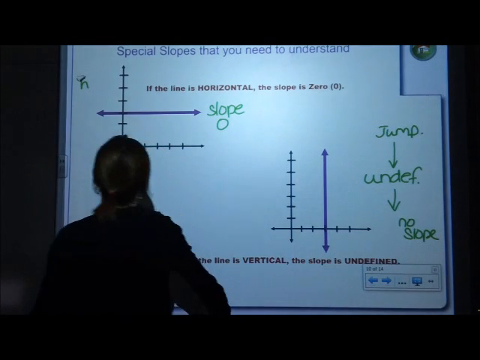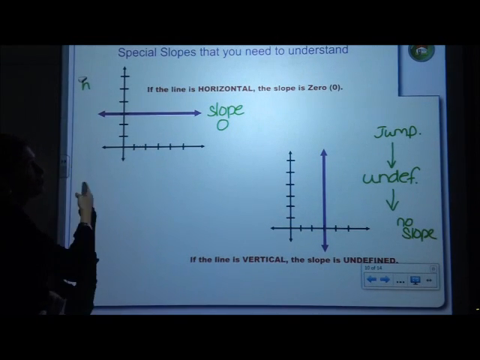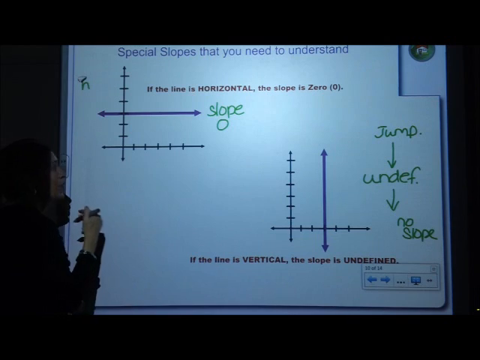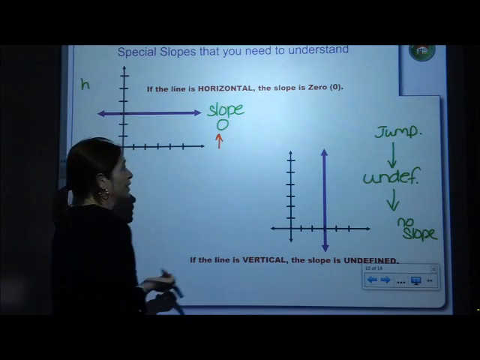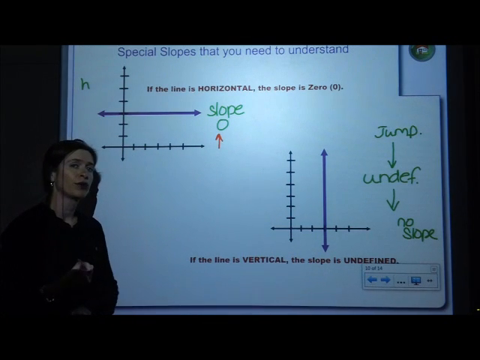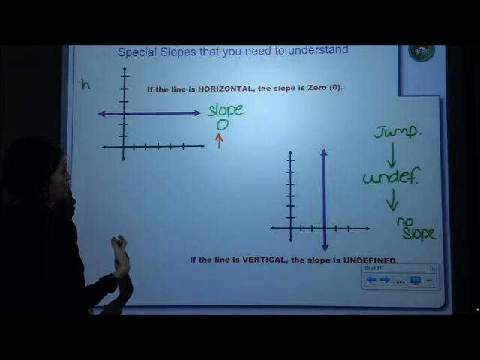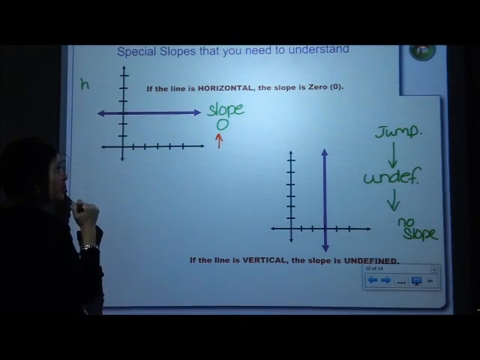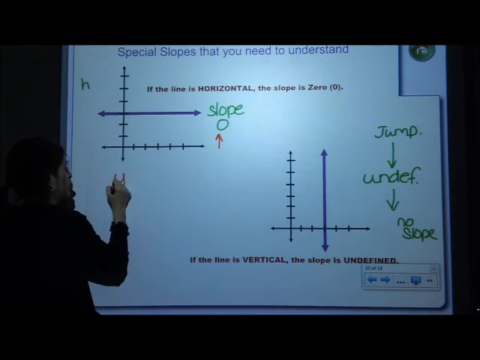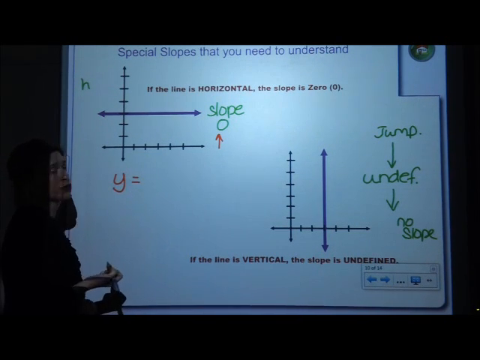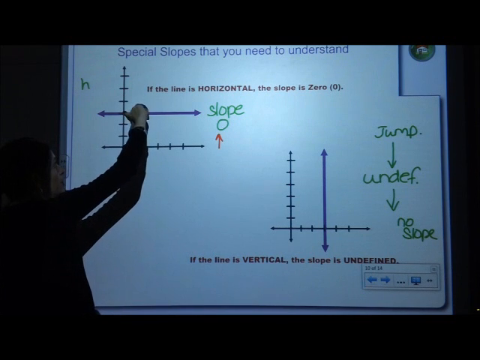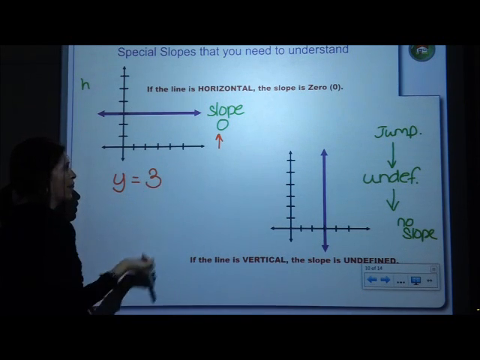Okay, so if we see a horizontal line, first of all, if we calculate the slope, we are going to get 0. How do we get 0 with the slope? That would give me a 0 in the numerator. As a reminder, the equation of a horizontal line is y equals the y-intercept, which in this case is 1, 2, 3. So y equals 3.